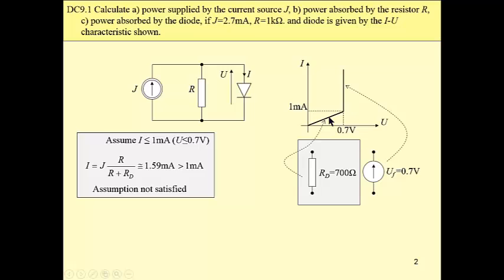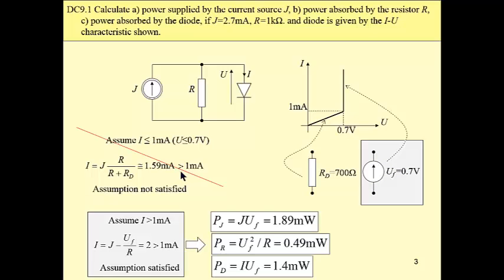We may assume that our Q point is located on this segment. If so, we replace our diode by a 700 ohm resistance, and we calculate the current divider, the current that flows through this resistance. This current is greater than the assumed, which means that our assumption is not satisfied. We have to disregard this solution, and we have to continue with another segment, which has to be the one.